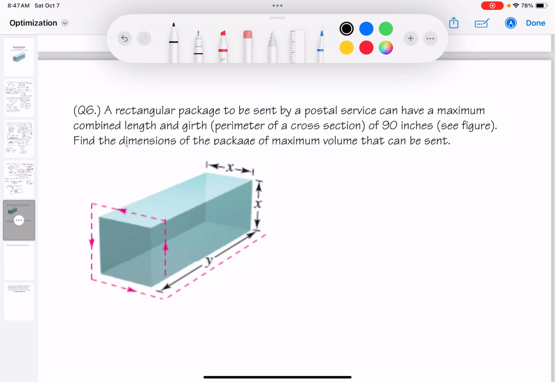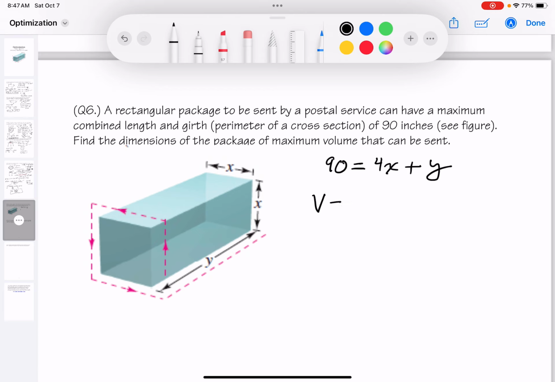So let's break this down. So the perimeter, the maximum it could be is 90. And what does that mean? Well, I got to do the cross-section's perimeter, which is 4x, and then the length of the object, which is going to be y. So this is a given. This has to be met, all right? And I can't exceed that. So a rectangular package to be sent by the Postal Service can have a maximum combined length and girth of 90. See the figure, I just did that. Find the dimensions of the package of maximum volume.